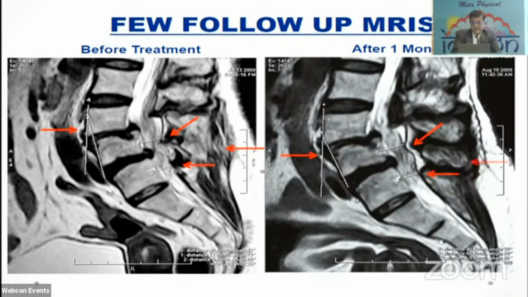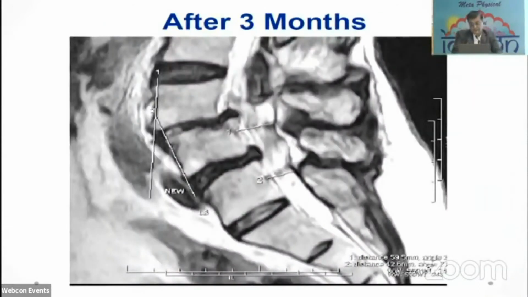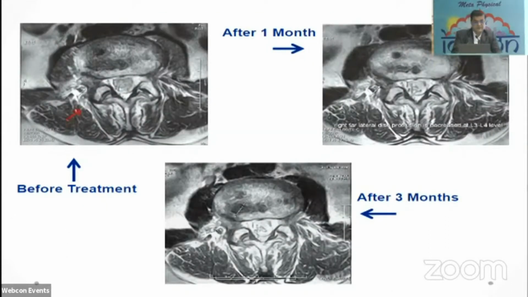Again, you see this interspinous ligament, now you can visualize very well, which was not because it was contracted. Same patient at 3 months, we see real improvement in the spinal canal. The same patient in the transverse section, coronal section, before surgery, before treatment, up to 1 month, after 3 months.